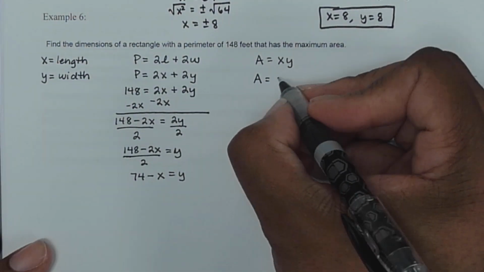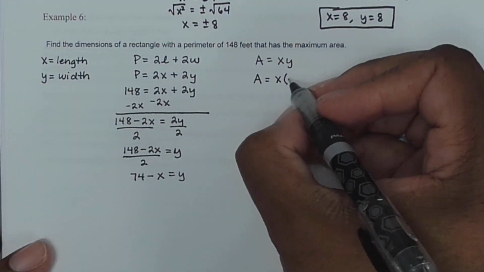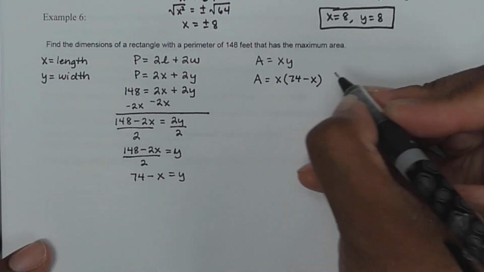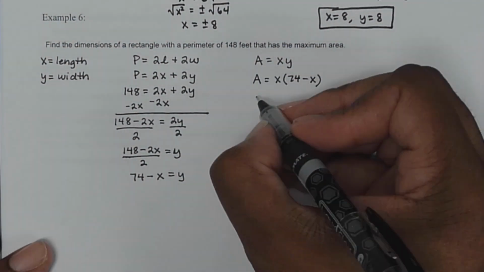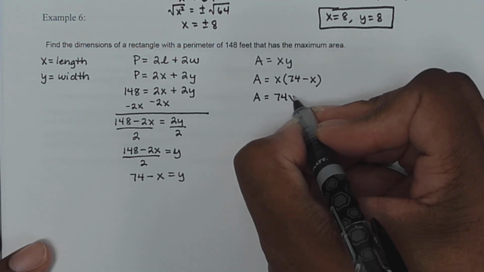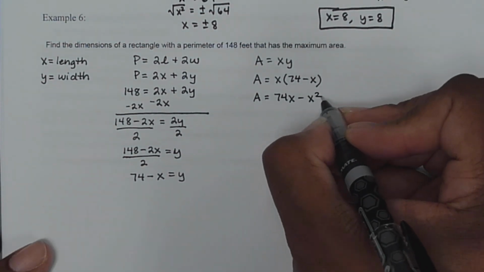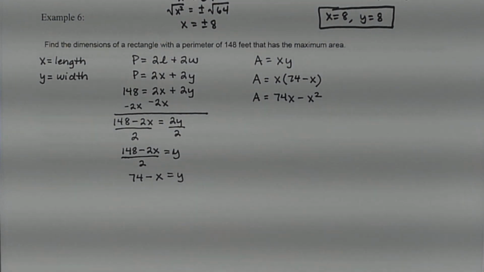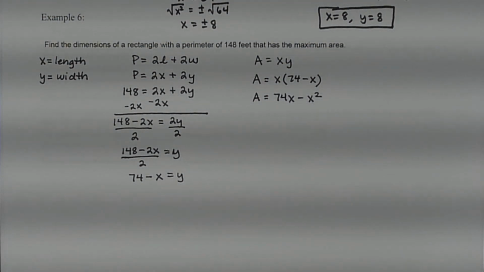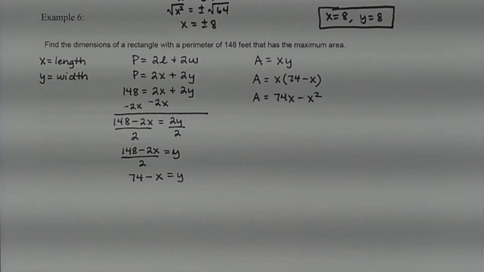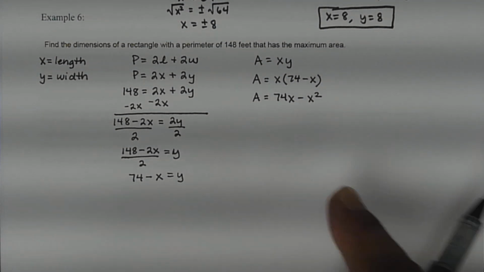A is equal to x times, the y will be replaced with 74 minus x. And then if I distribute that x over the 74 minus x, that will be 74x minus x squared. So my area formula will be equal to 74x minus x squared. Here I'm going to take its first derivative of this area formula.